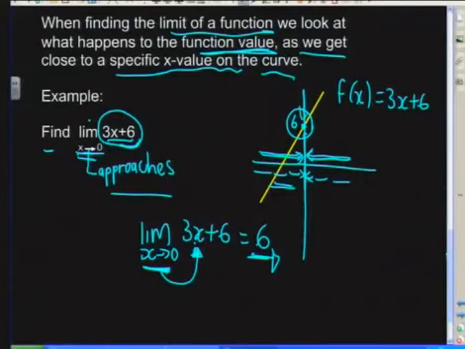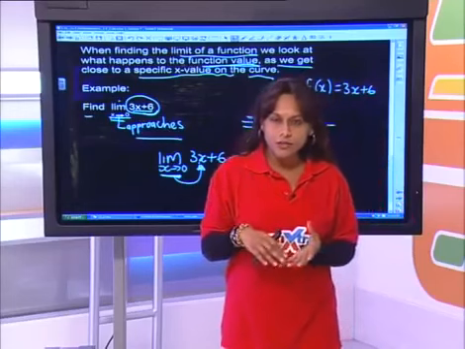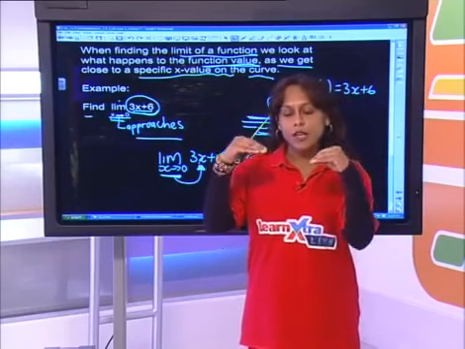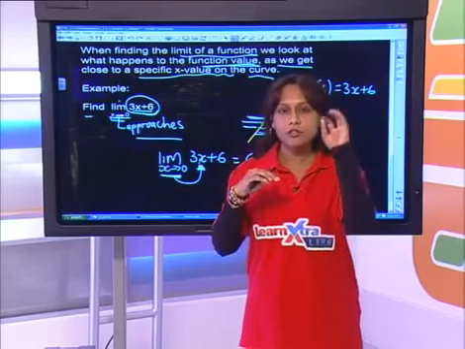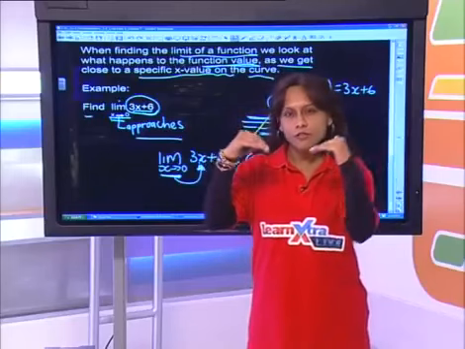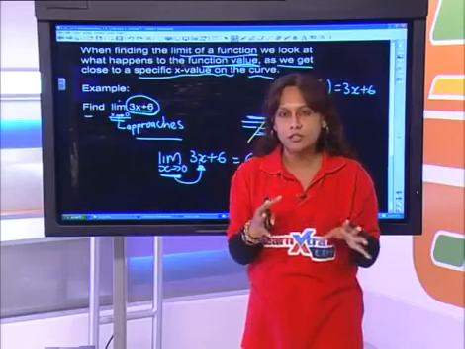Okay, so if you were to actually take values for x and substitute it into the function value 3x plus 6, you will see as you get closer and closer to 0, so if you took negative 0.2 and then positive 0.3, and you took values really, really close to 0, you would see that your graph would get closer and closer to 6.